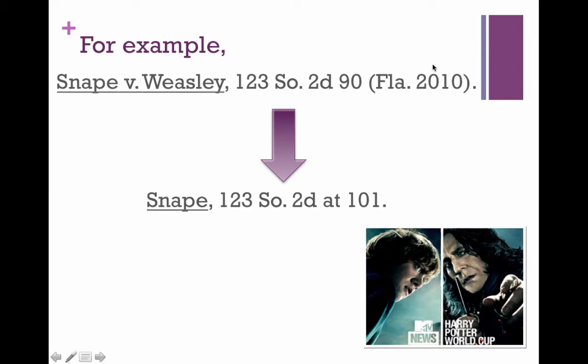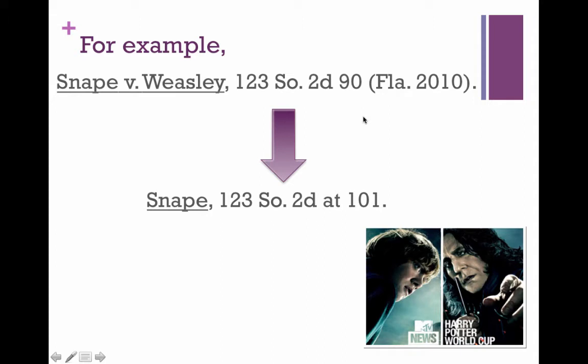This is the example we used in the full citation video. This is how it gets broken down into a short form. Basically, you still keep one party's name, the first party, the volume number, the reporter, and then instead of including the page number it starts at, a pin site, the court, and the year, you can just put the page number. So at 101 is the page number that the information is found on.